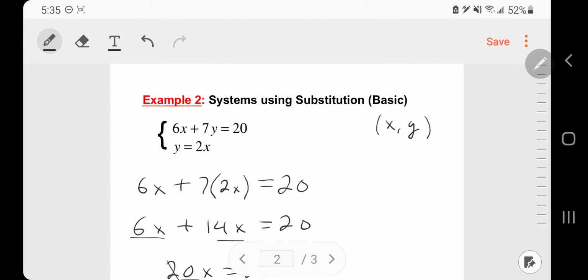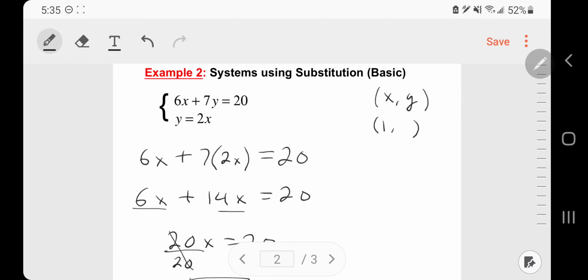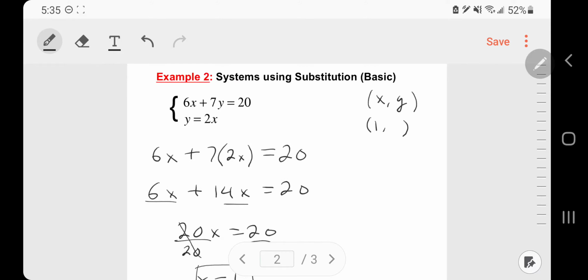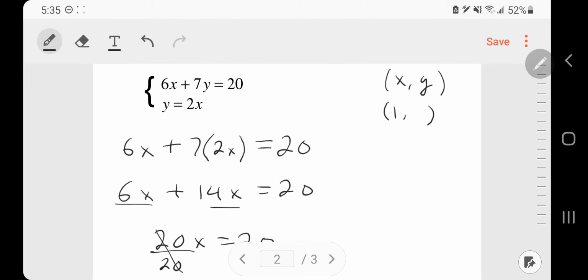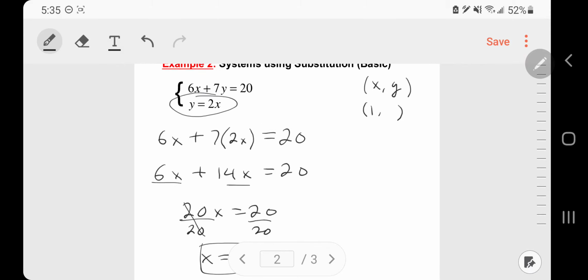Okay, so my x value is 1. And now we need to figure out what the y value is. Now again, in the last question, we already had the y value. In this one, we don't have it. We have y equals 2x. However, now that we have our x value equals 1, we can plug it back in here and solve for y. So that's exactly what I'm going to do.